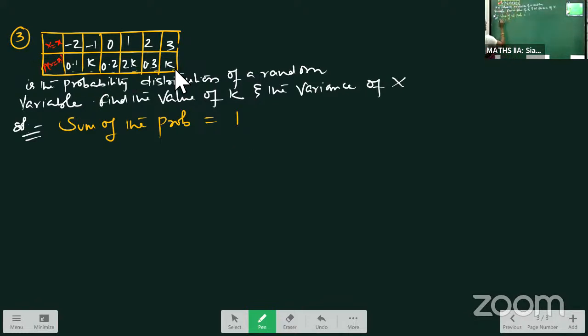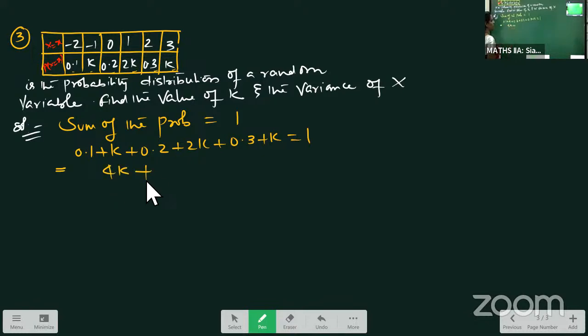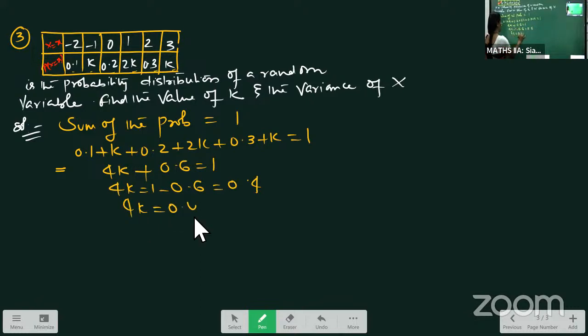So we write here 0.1 plus k plus 0.2 plus 2k plus 0.3 plus k is equal to 1. Now add the k values here. k plus 2k is 3k, 3k plus k is 4k. Plus 0.1 plus 0.2 plus 0.3 is 0.6, equal to 1. Then 4k is equal to 1 minus 0.6, that is 0.4. So 4k is equal to 0.4. The 4 cancels 0.1 times, so k is equal to 0.1.